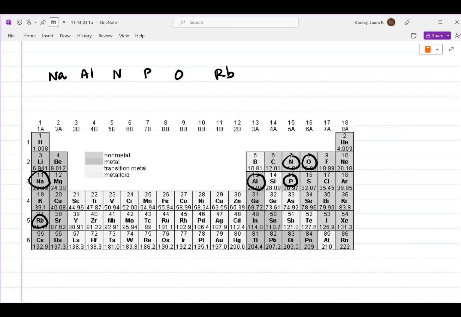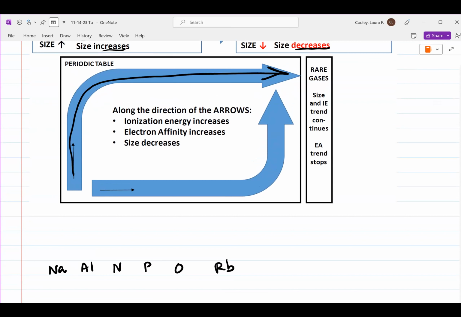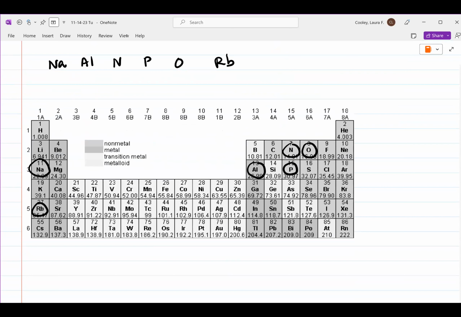And remember, we have this big arrow that goes this way and increases in ionization energy, increases in electron affinity, and decreases in size. So as you go up, you're decreasing the size. So here you're going up, here you're going across, here you're going up and across. And you see that in the direction of the arrows that I have drawn, size decreases.